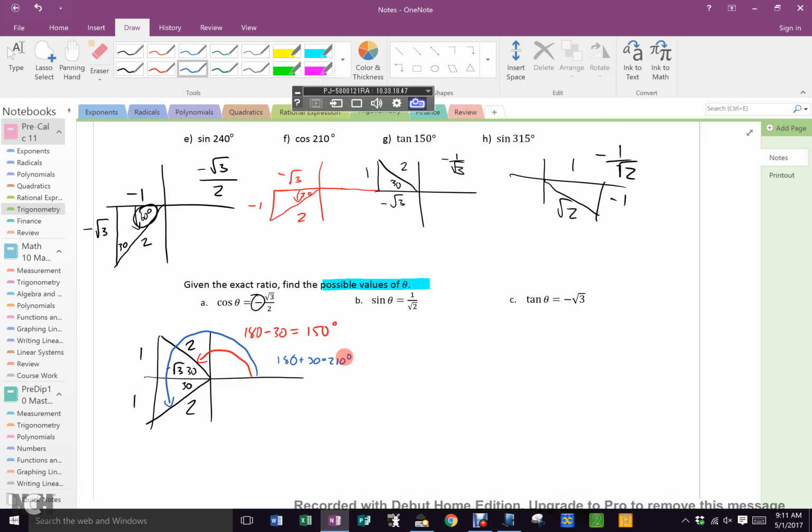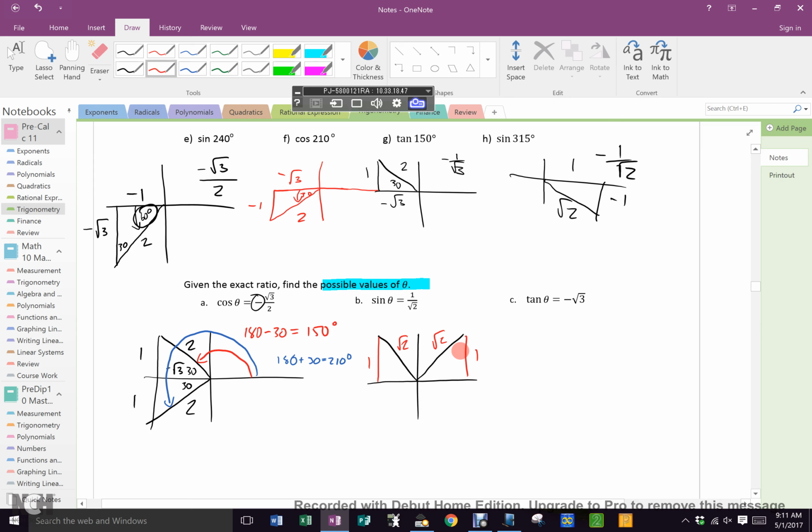Okay, look at sine. It's 1 over root 2. So which is that? 45, 45, 90 or 30, 60, 90? 45, 45, 90, right? And since it's positive, where must theta live? There or there for sine, yes? Where's my root 2? Right there. Where's my 1? Right there.